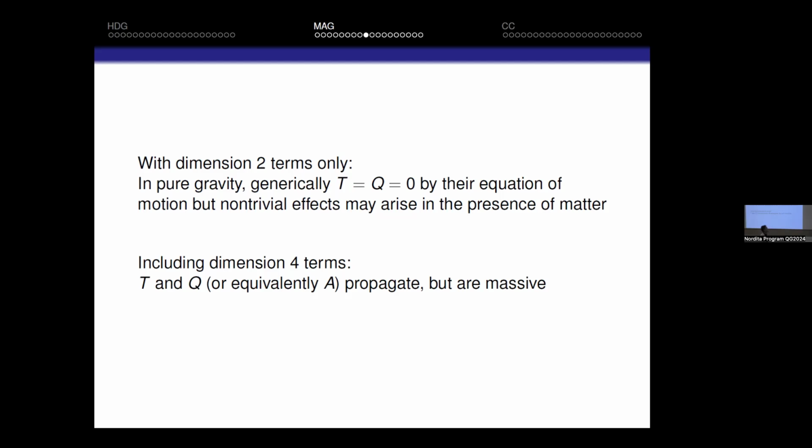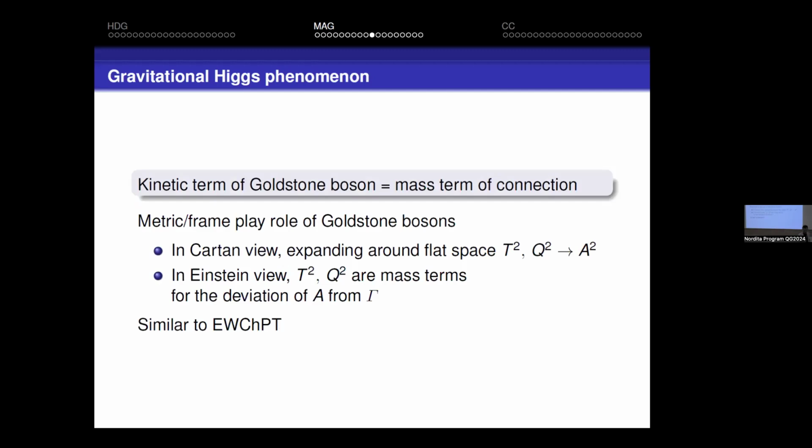On the other hand, if you include dimension 4 terms, then T and Q become propagating fields. But they are massive. And the interesting thing here is that the mass of these objects you can see as coming from a sort of Higgs phenomenon.